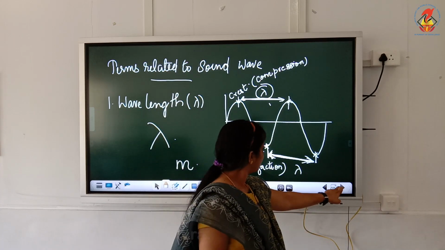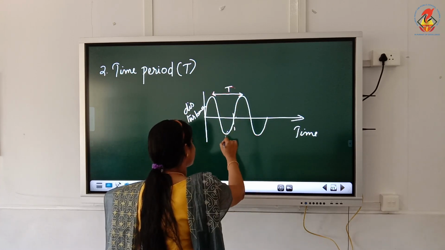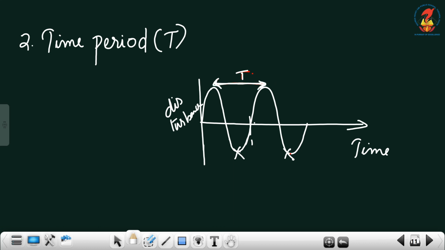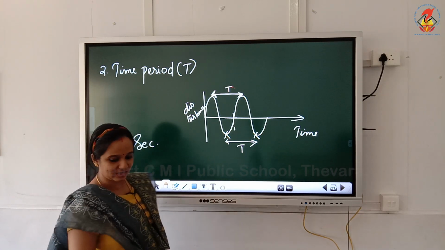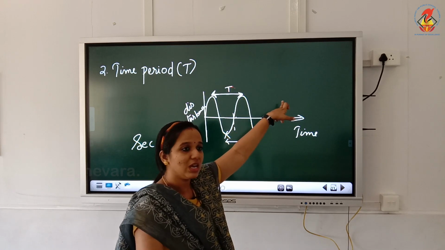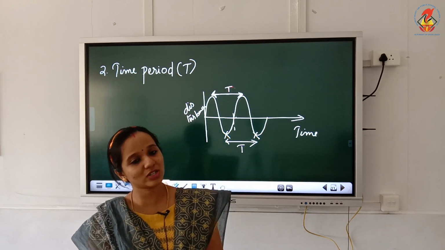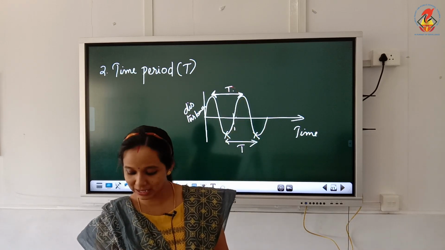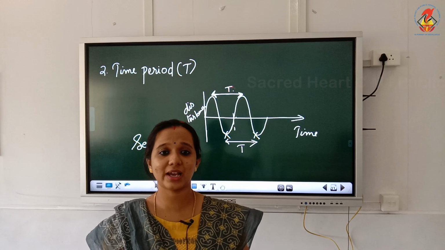Now the interval between two successive crests or two successive troughs, this time interval is a constant. The time interval between two crests or the time interval between two troughs is called the time period, denoted by the capital letter T, and its SI unit is seconds. So the time interval between two successive crests, which corresponds to compression, or between two successive troughs, which corresponds to rarefaction, is constant and is termed as time period, denoted by the letter T, and its SI unit is seconds. Okay, so that is the second term, that is time period.